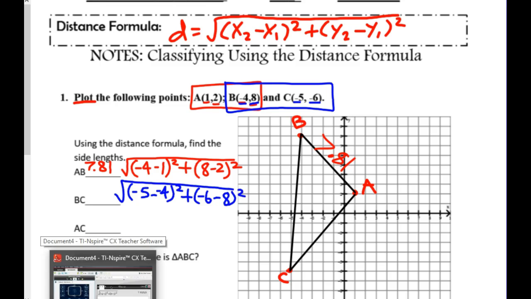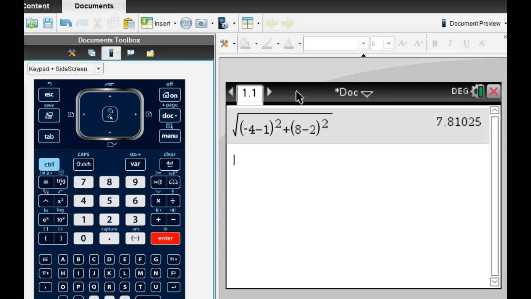Let's do that. So square root, parentheses, here's the tricky part, -5 minus -4, parentheses squared, plus, parentheses, -6 minus 8, parentheses squared. Always double check what you typed with what you wrote. Make sure they match. Hit enter.